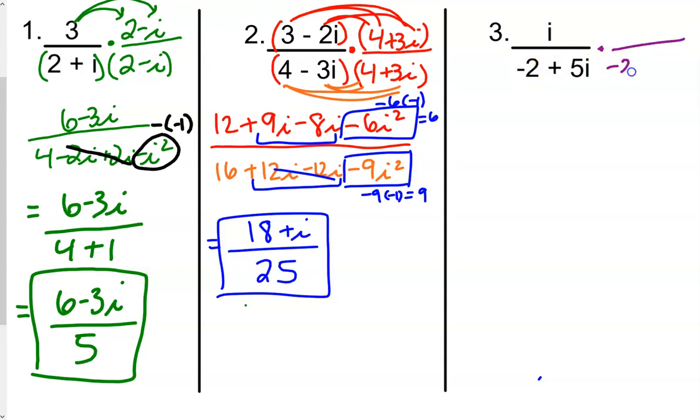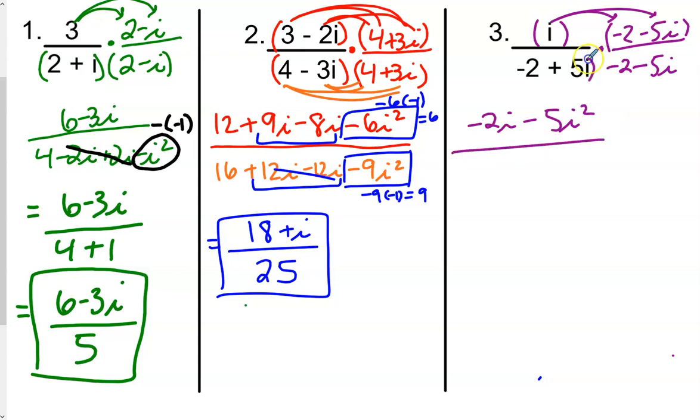My real number stays the same. Our imaginary number changes the sign to be negative 5i. I do it to one piece, I gotta do it to the other. All right, so when I multiply my numerator, my i is going to get distributed to both of these pieces. So i times negative 2 becomes negative 2i. And then i times minus 5i becomes minus 5i squared.